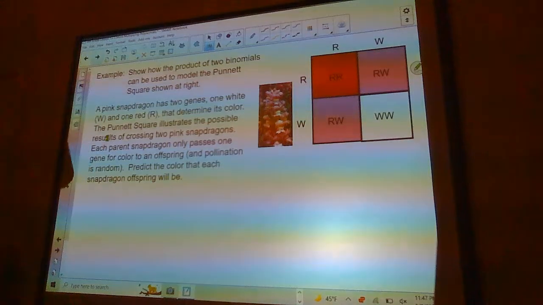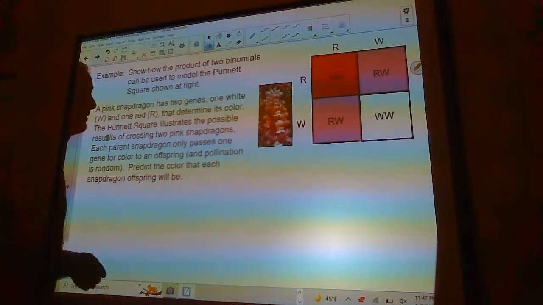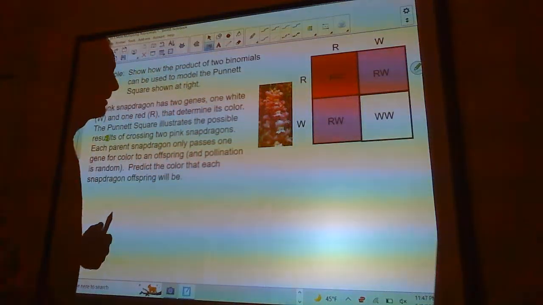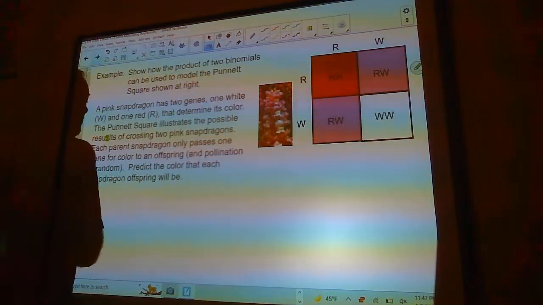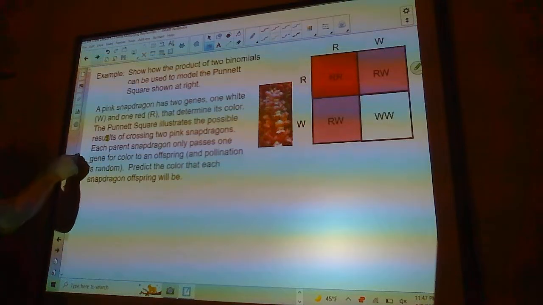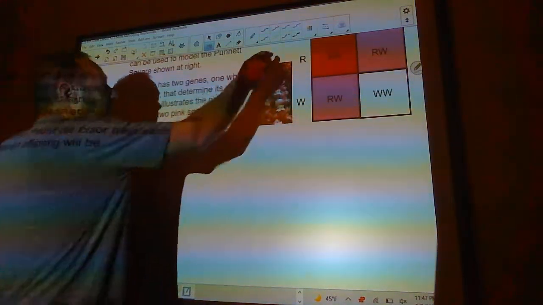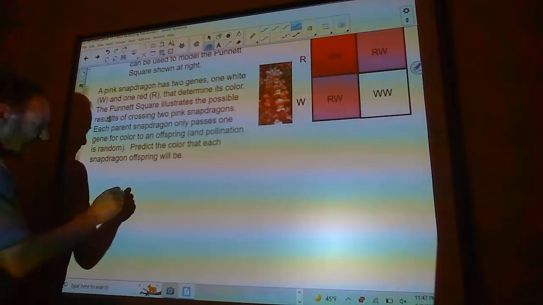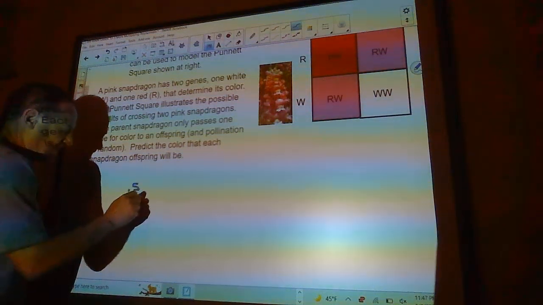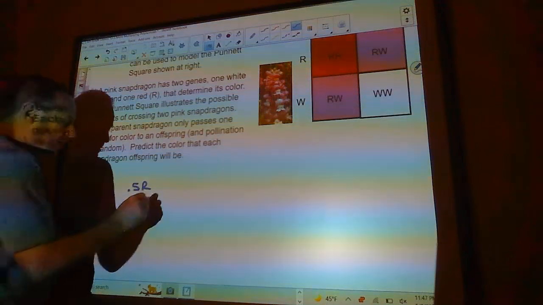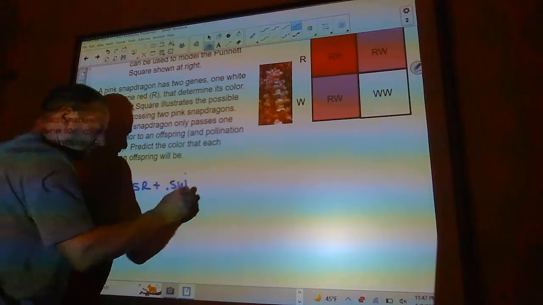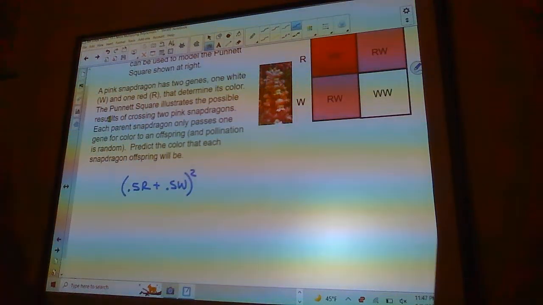So I can look at the picture and I can say 25% of these are going to be red, 25% are going to be white, the other 50% are going to be pink, okay? So how do I model that thing? Well, I can use this. I know that 0.5R plus 0.5W squared is going to be a model for that, okay?